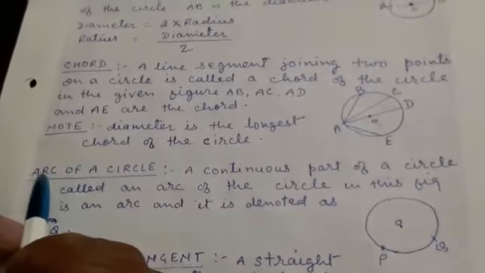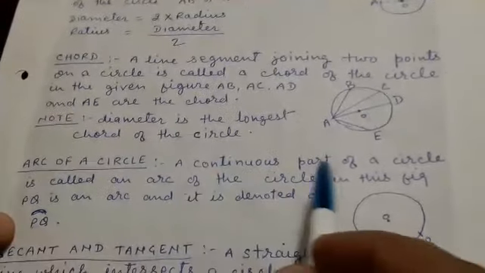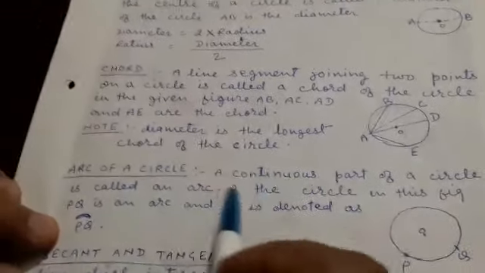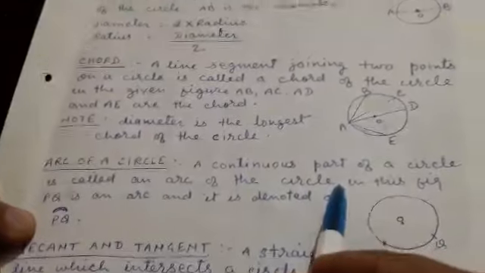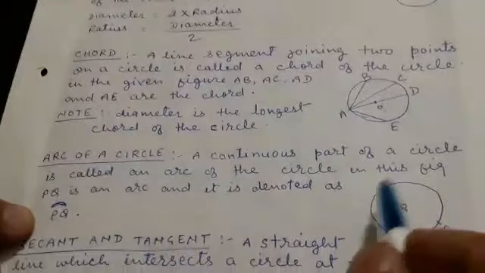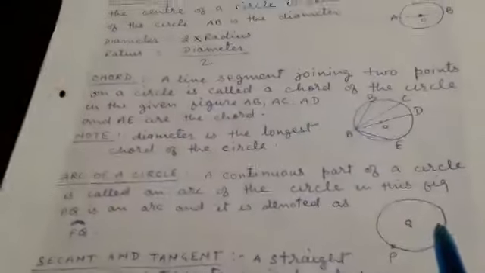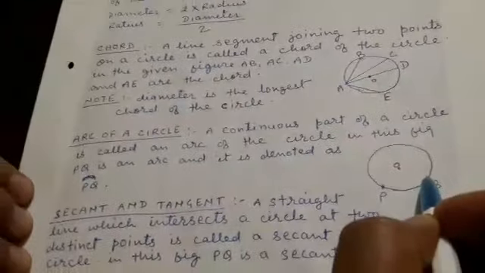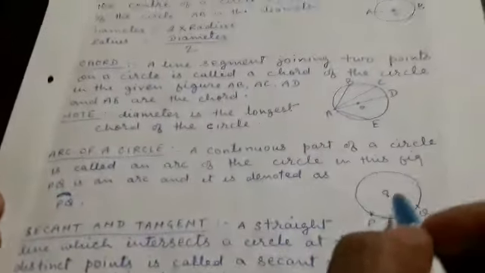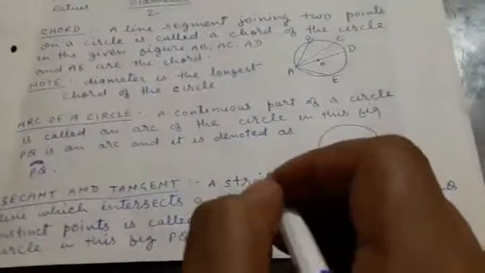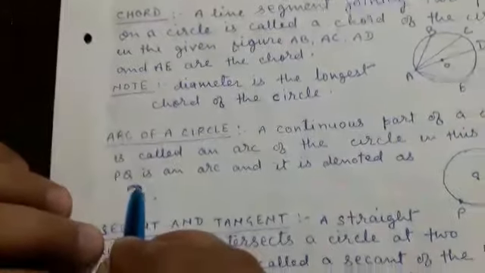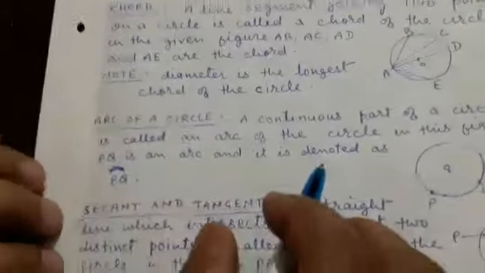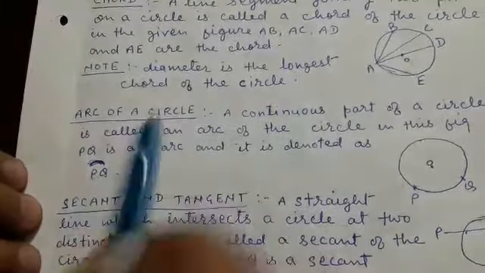Next we will see arc of a circle. A continuous part of a circle is called an arc of the circle, or a part of a circumference is also called the arc of the circle. In this figure, PQ is a part of the circumference or the boundary of the circle. So PQ is an arc. How will you represent this? First you write down PQ and put this type of curve over it. In this way we will represent arc.